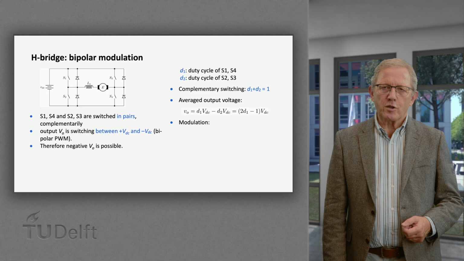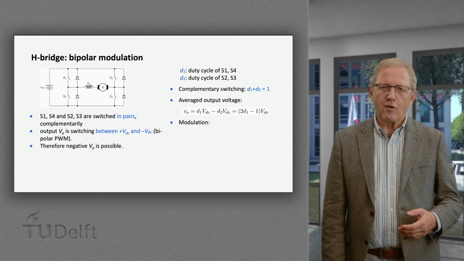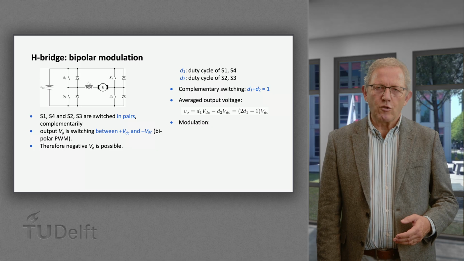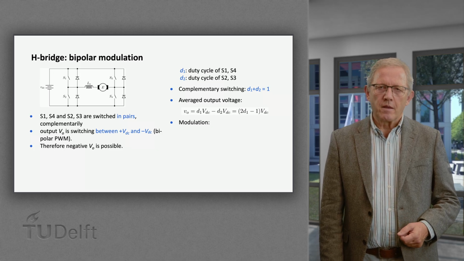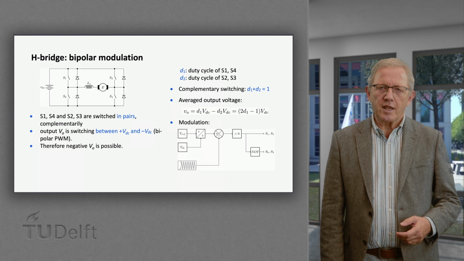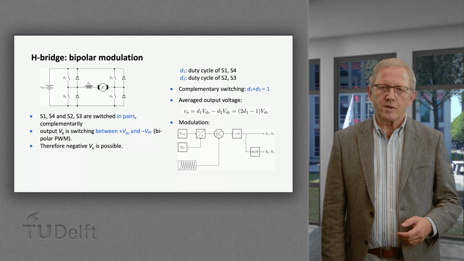The average output voltage is then the differential voltage D1 times VDC minus D2 times VDC. The above-mentioned bipolar modulation can be realized as shown on the block diagram below.